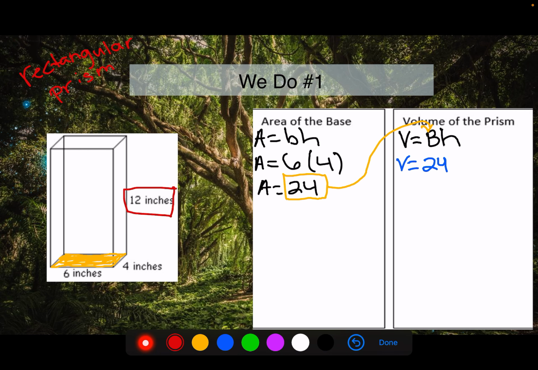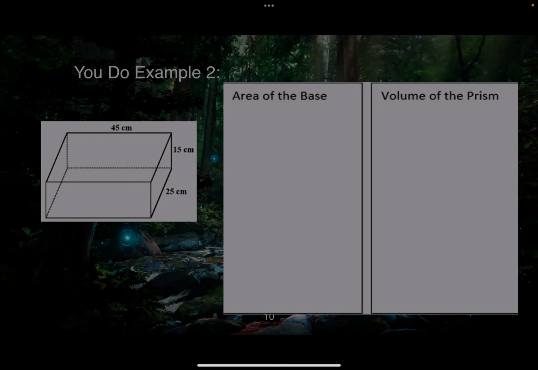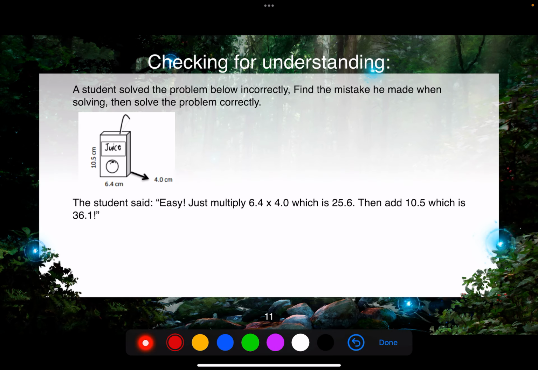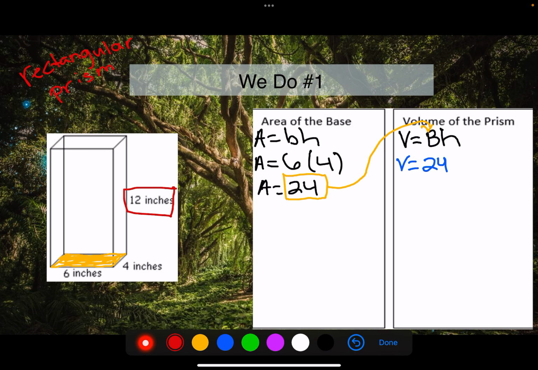One way to know which one is the height is going to be the measurement that's between the two bases. So if you see that your base is down here, okay, the measurement that connects your two bases, your other base would be here, is your height. So then that means that this is our height because it's what connects the two bases. So our height is going to be 12.